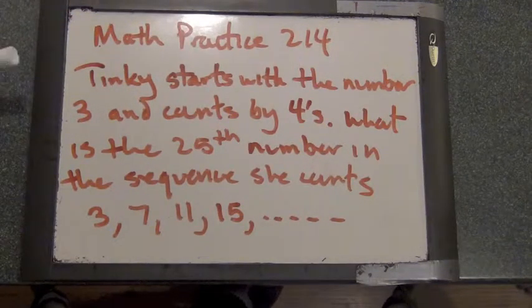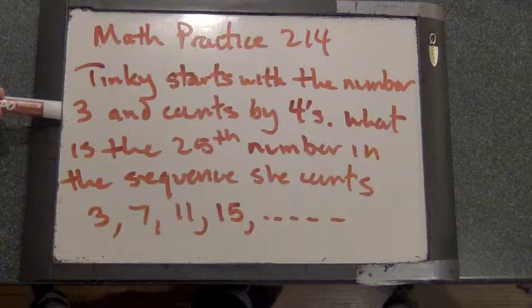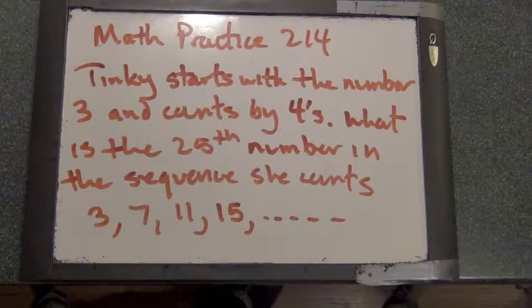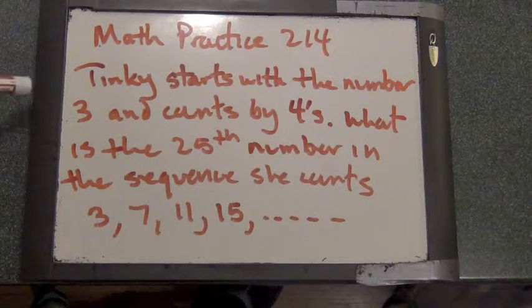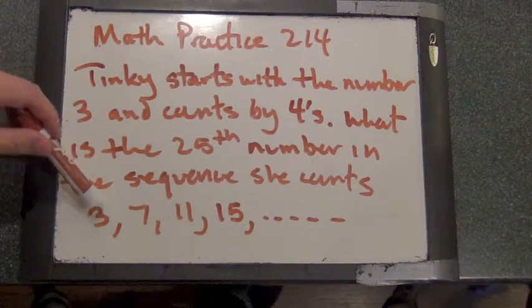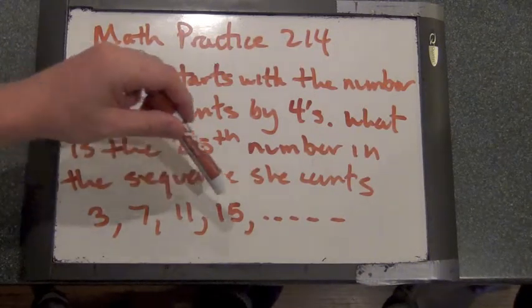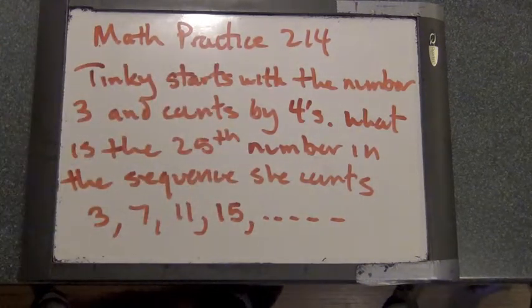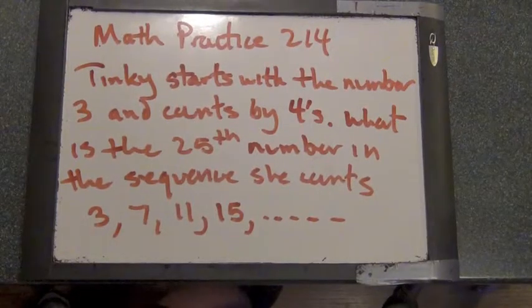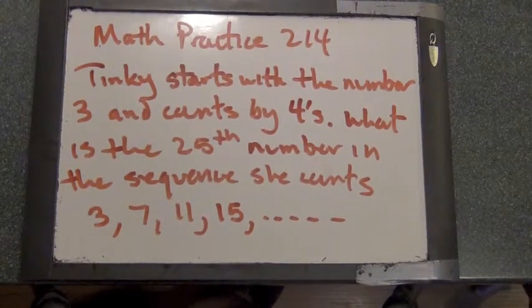All right. Tinky starts with the number 3 and counts by 4s. What is the 25th number in the sequence that she counts? So she goes 3, 7, 11, 15, etc. Okay, makes sense? Yep. All right. How do you want to approach this problem?